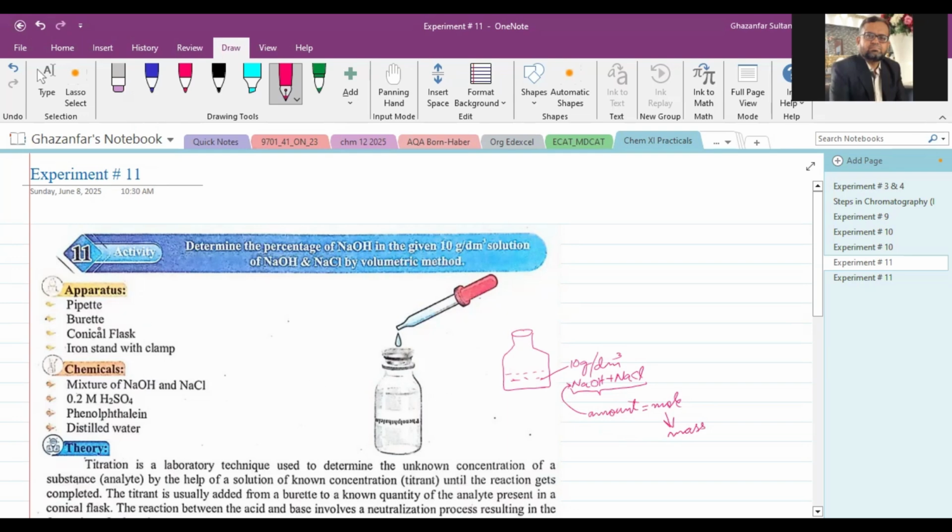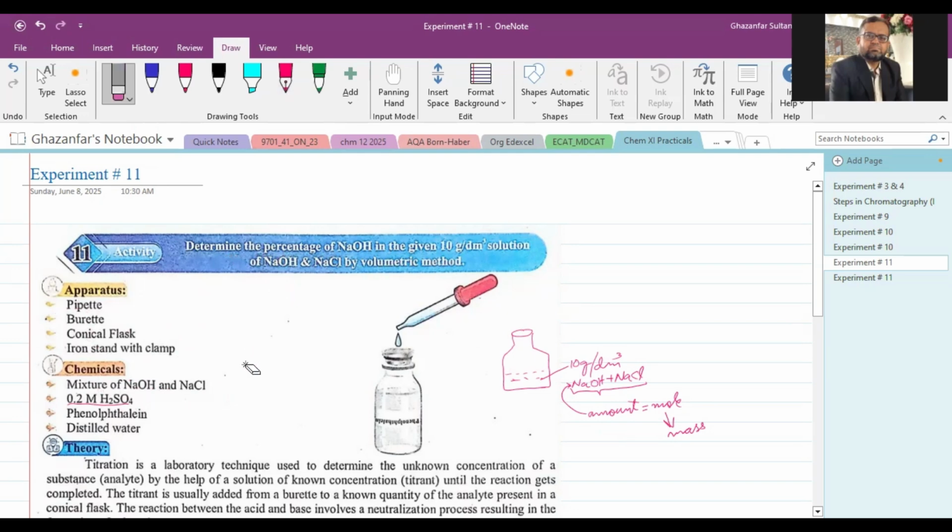So what are the given things? Given is the 0.2 molar sulfuric acid solution. So it will be given to you with the data. Here the concentration is not given in the object, but definitely it will be given because you cannot determine without this. So it is also given.